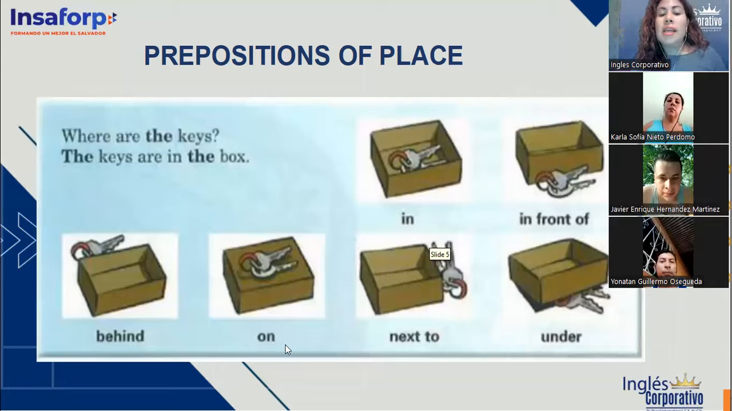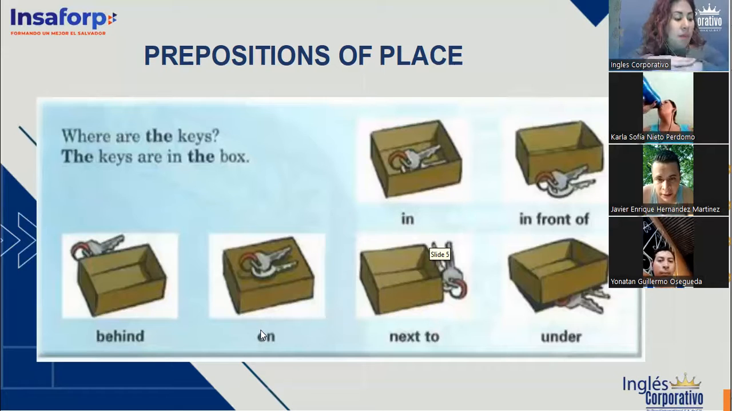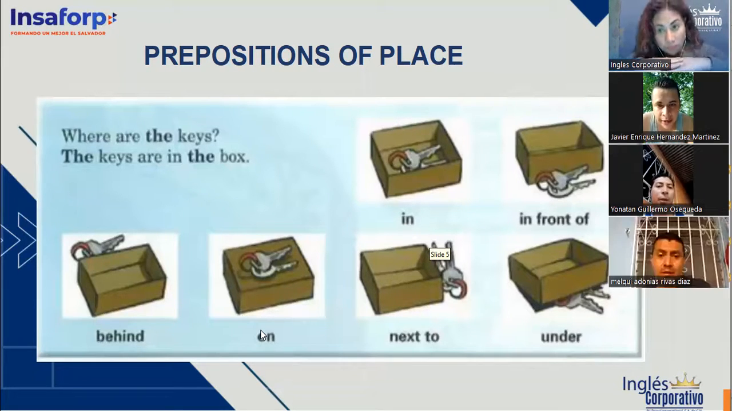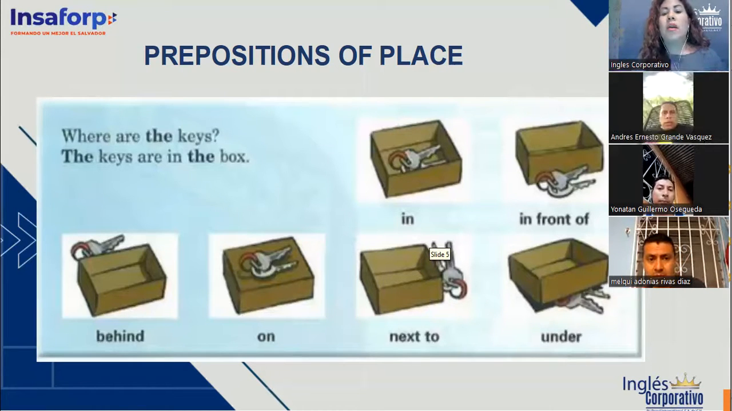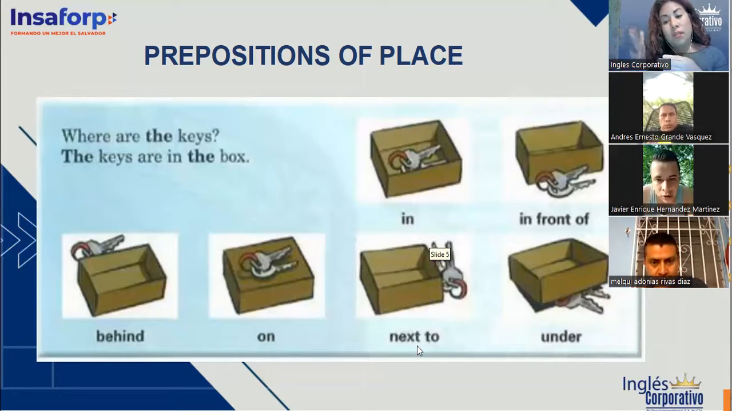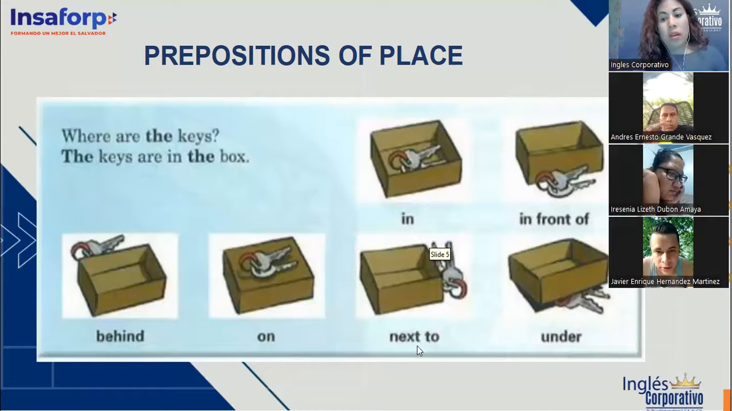Good. Where are the keys? The keys are on the box. On the box. Repeat. The keys are on the box. Good. Where are the keys? The keys are next to the box. The keys are under the box. Good, okay. Questions about the prepositions?